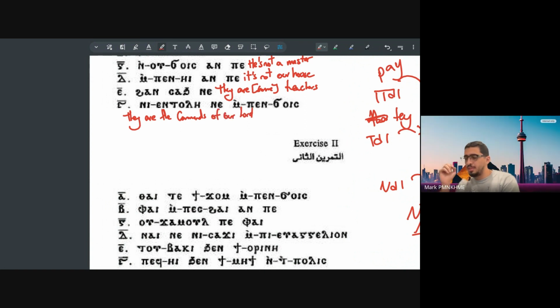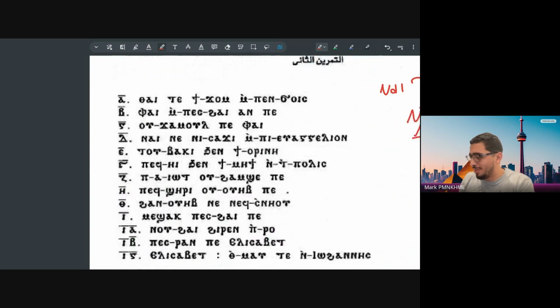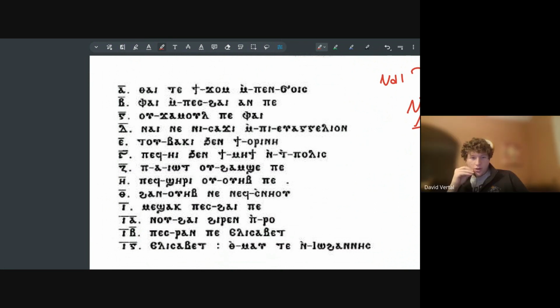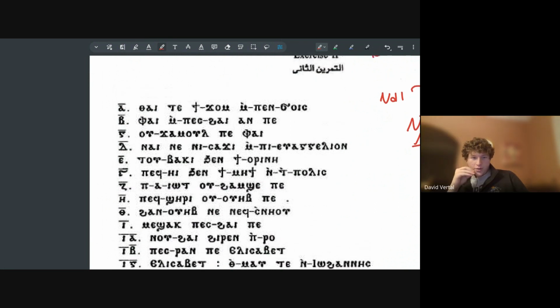The way I remember it is it sounds like epistoli, but I know it's not epistle. So it's the other thing. It's commandment. For some reason, that's just how I remember it. All right. Give me two more. All right. Aite tijom em penchois.